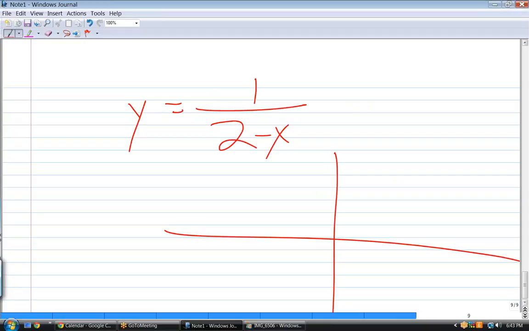Vertical asymptote? It would be at 1. Nope. Vertical asymptote always has to deal with division by 0. What value of x makes the denominator 0? Positive 2. That's the vertical asymptote. That's all you have to do.